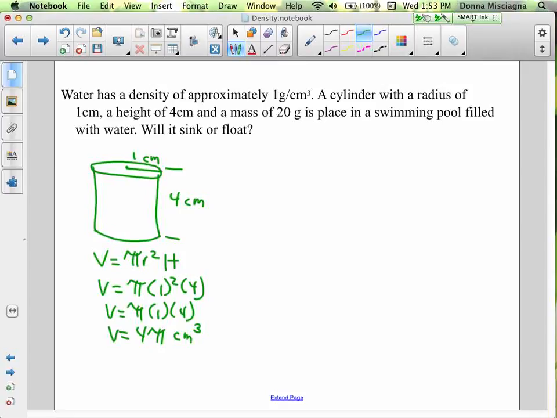All right, so we have our volume. How about the mass? What's the mass of the cylinder? 20 grams.